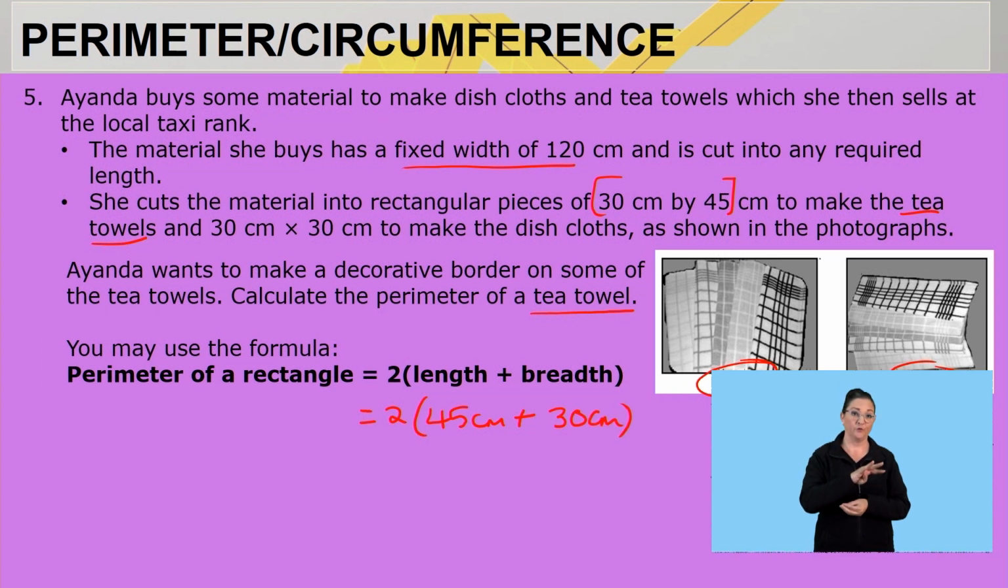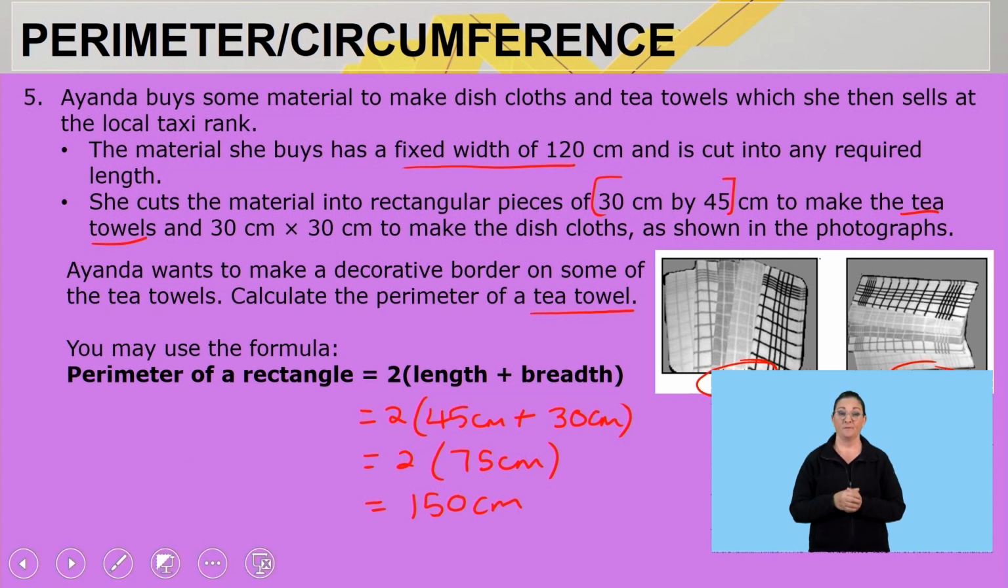So let's add together. So it's 45 plus 30. That will give us 75 centimeters. Right, and we know 2 times 75, that will give us 150 centimeters. Guys, are we clear on that?